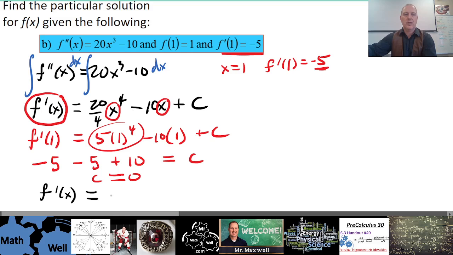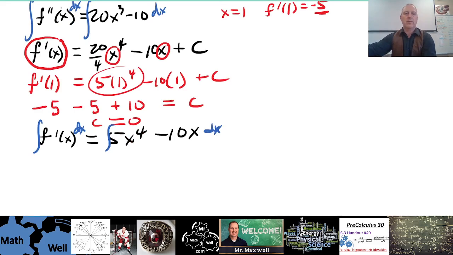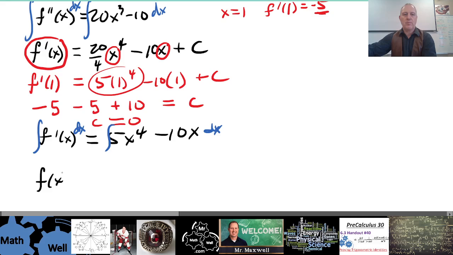And so now I hope you see that this is what we have when it's all simplified and our c is included: 5x to the 4th minus 10x, and then plus 0. So here's where we will integrate again with respect to x. And what will that look like? Well, this will get us down to f prime of x, won't it? The antiderivative, or the integral of the first derivative, is the original function back.